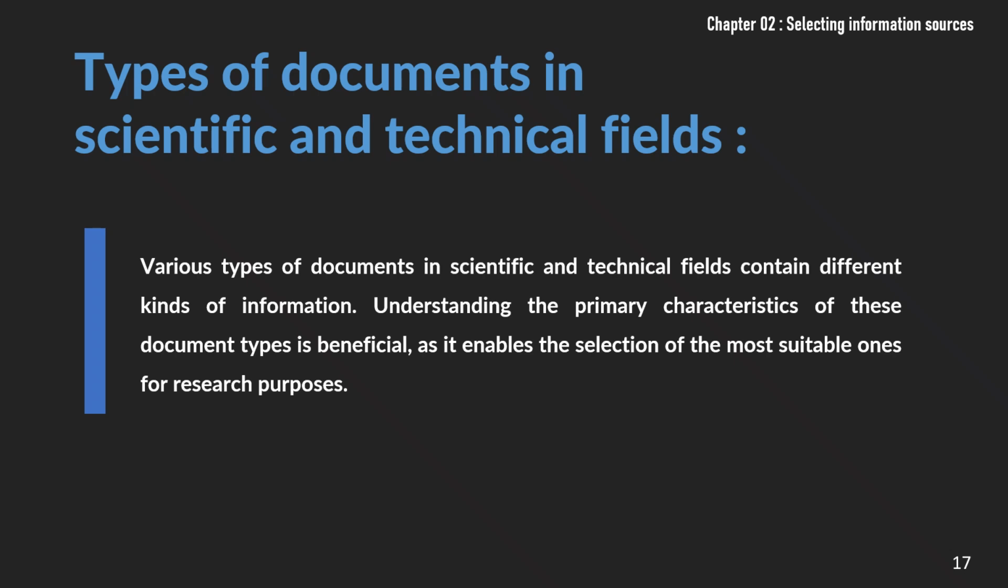Scientific and technical fields use various types of documents, each serving a different purpose. Databases contain articles, and these are incredibly valuable for understanding new concepts and specific findings. On the other hand, books and monographs are crucial when you need comprehensive, in-depth research on a broad topic.